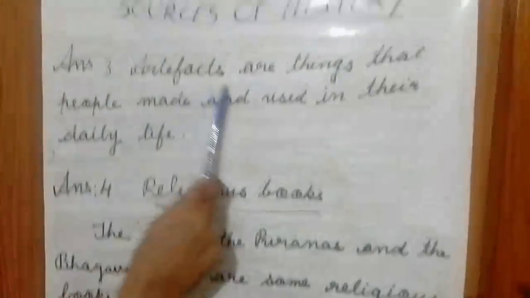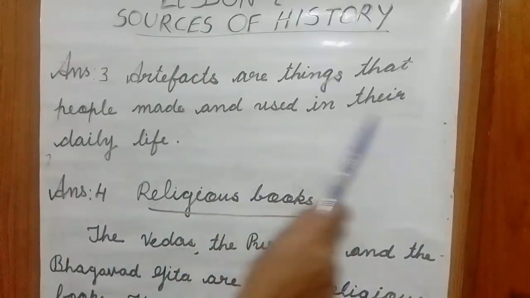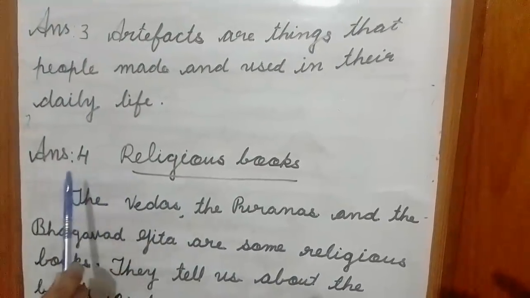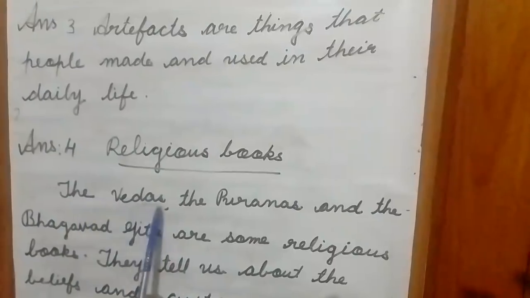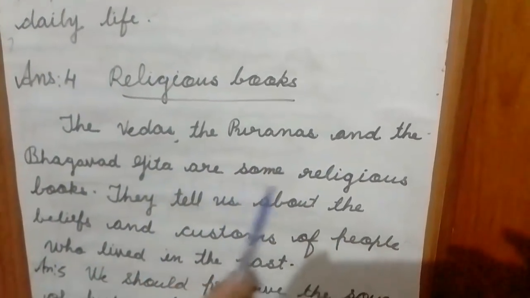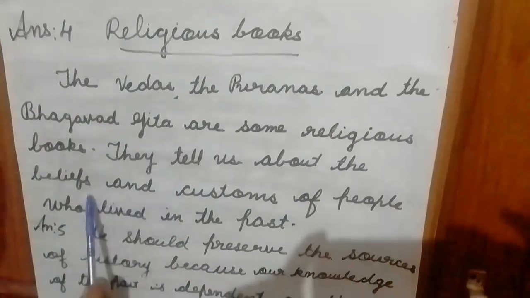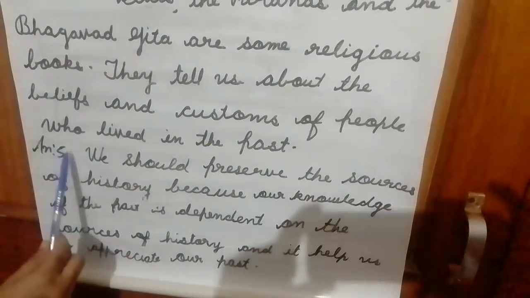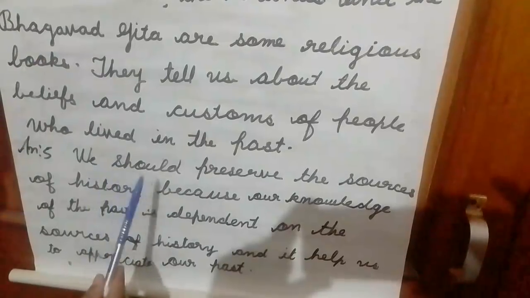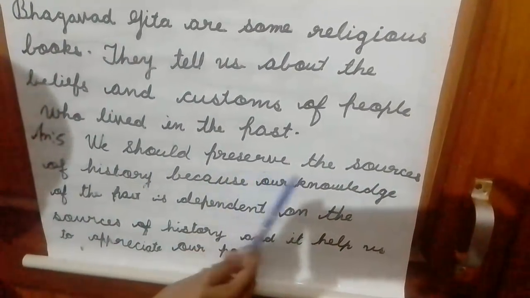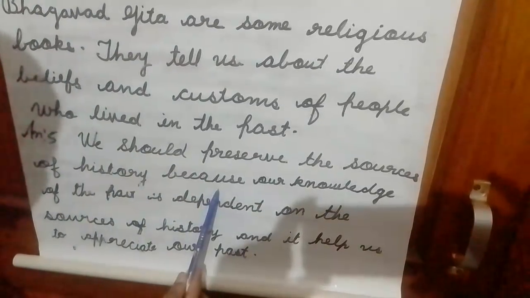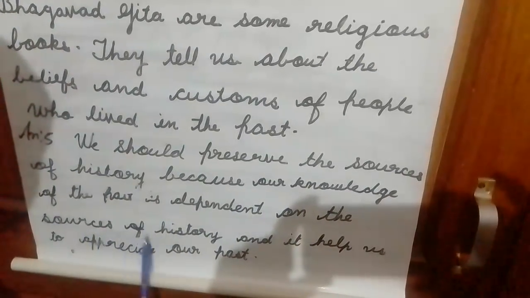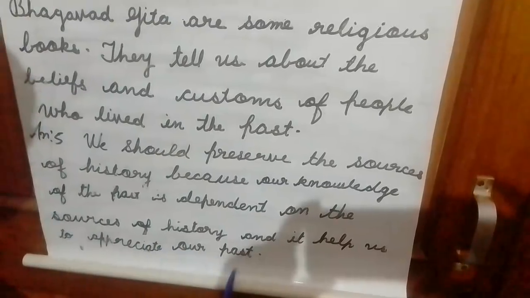Question number 3. What are artifacts? Artifacts are things that people made and used in their daily life. Question number 4. Write about any one type of literary source. Anyone is asked. So religious books. The Vedas, the Puranas and the Bhagavad Gita are some religious books. They tell us about the beliefs and customs of people who lived in the past. And question number 5. Why should we preserve the sources of history? We should preserve the sources of history because our knowledge of the past is dependent on the sources of history, and it helps us to appreciate our past.